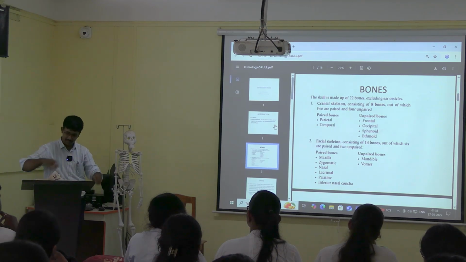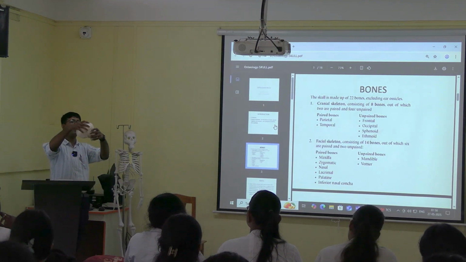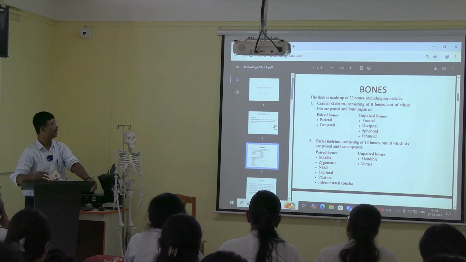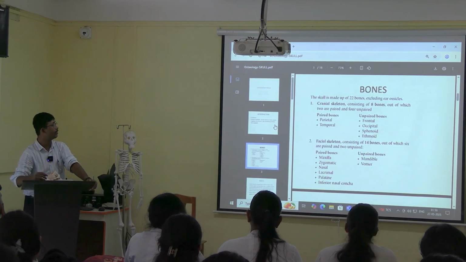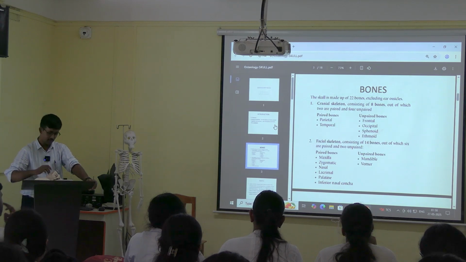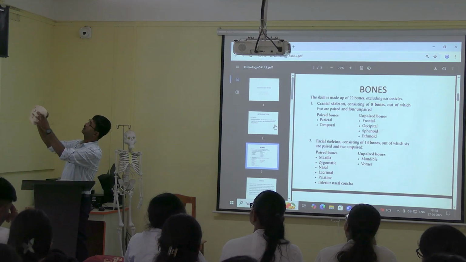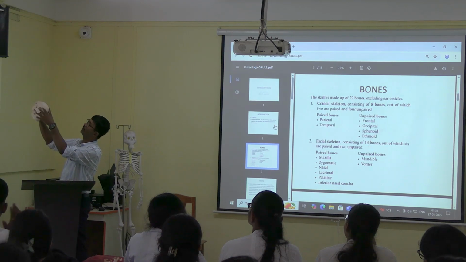So in the cranial skeleton part, that is this part, we have the paired bones, parietal and temporal, and the unpaired bones are frontal, occipital, sphenoid and ethmoid. So this is your frontal bone. This large front part is your frontal bone.